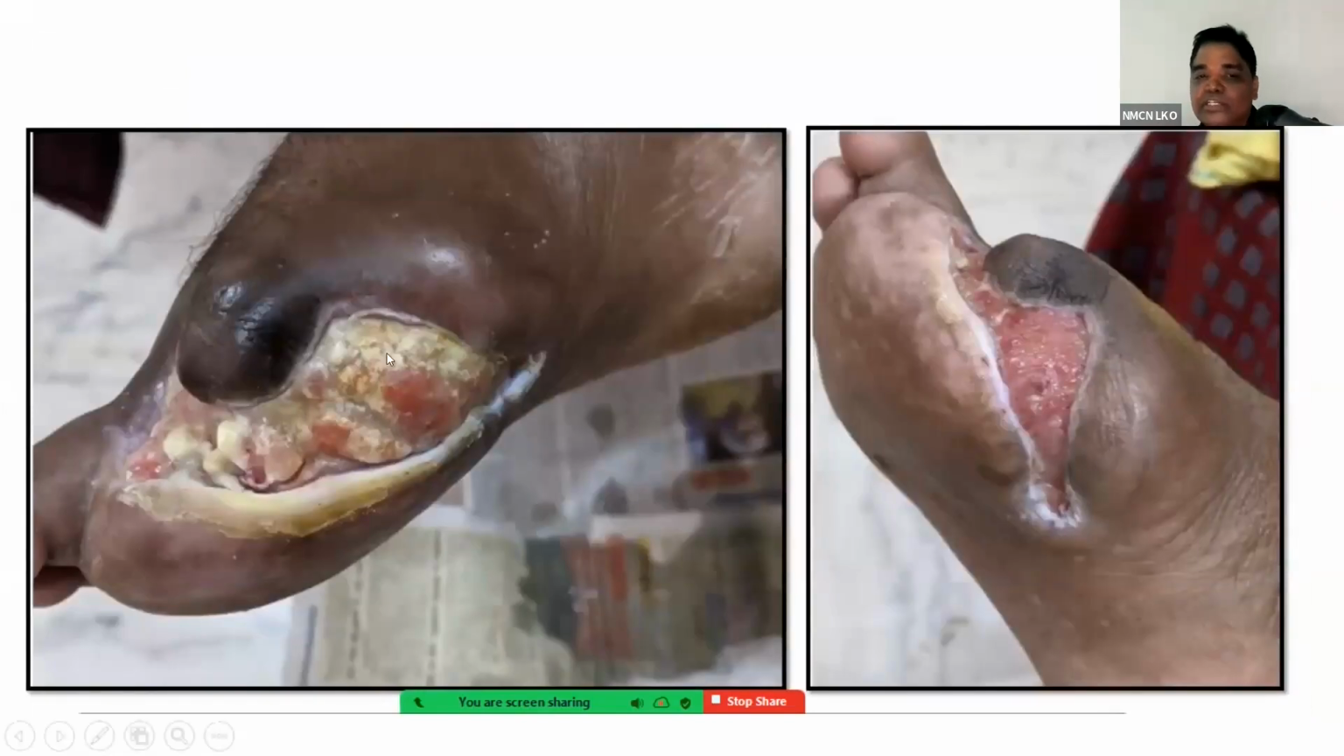So this was his ulcer initially, and you can see that after a few months, there has been significant improvement now.